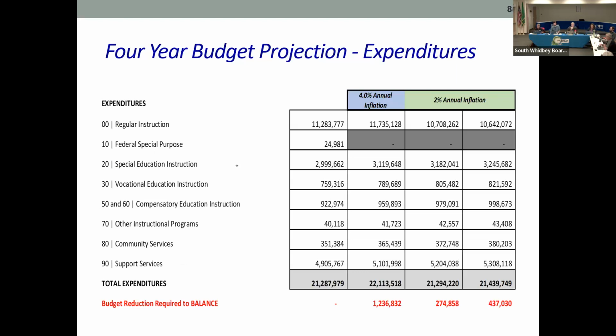Looked at 4% inflation for next year, 2% inflation for expenditures. And again, just a generalization. Based on that, we'd have to reduce next year about $1.2 million. And then based on enrollment numbers, probably 275,000 next year, 437,000 if those enrollment numbers are going to be accurate. But again, I don't put a lot of stock in going out multiple years in any type of projection, but it gives you the idea of what we're looking at.